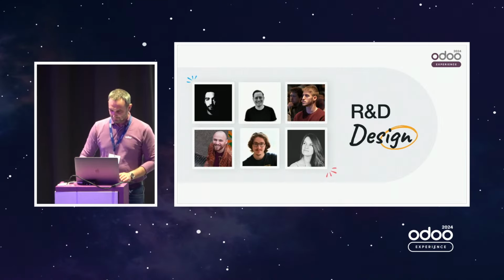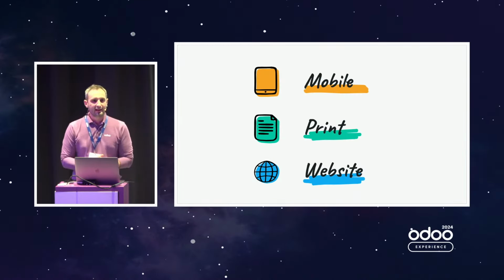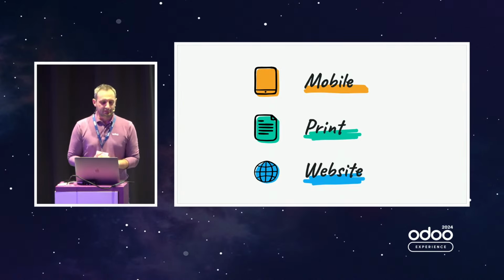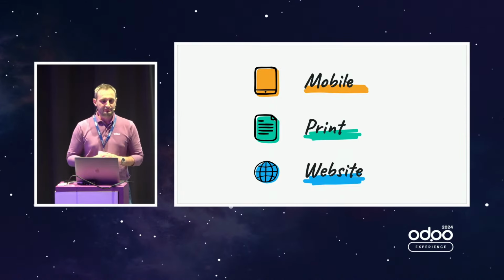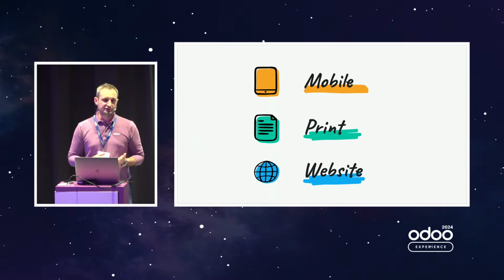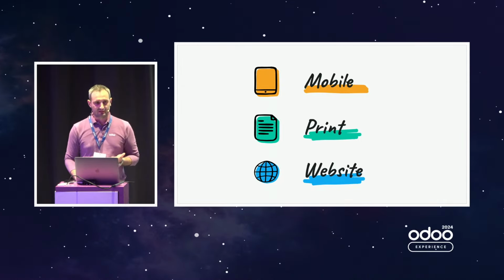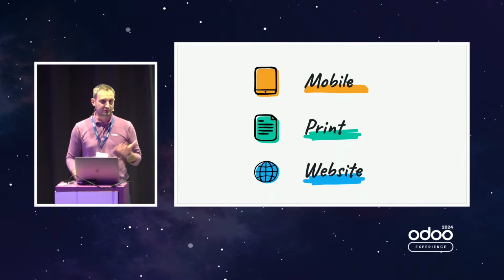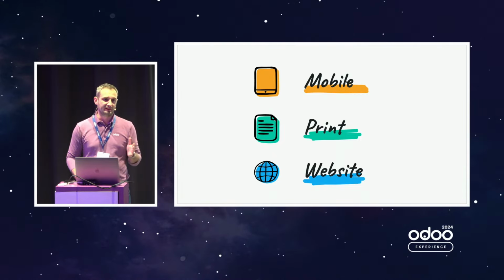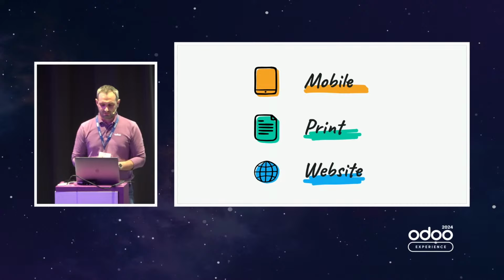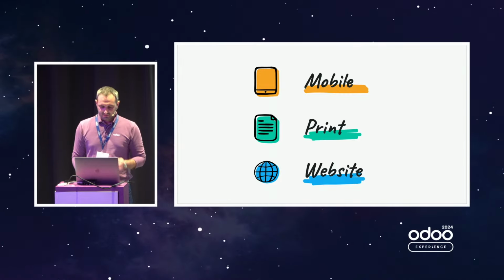So, without any further ado, let's dive in. I said I would show some examples today. The first one is about the mobile templates, the second one is about print, and the third one is about the website. This is probably the biggest news, at least in terms of design, for this release. And let's start with mobile.